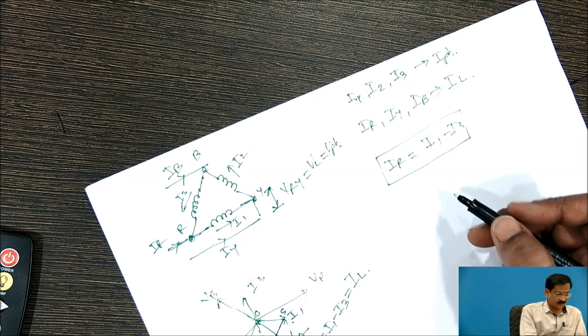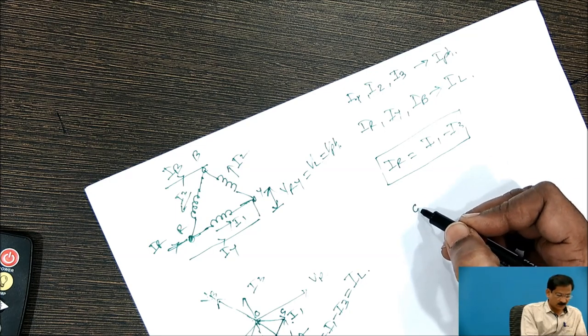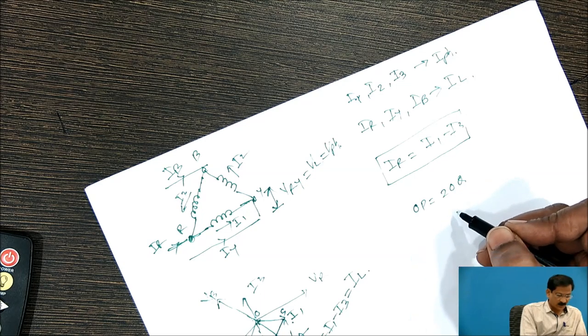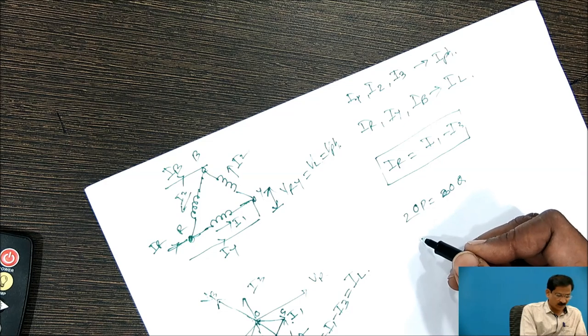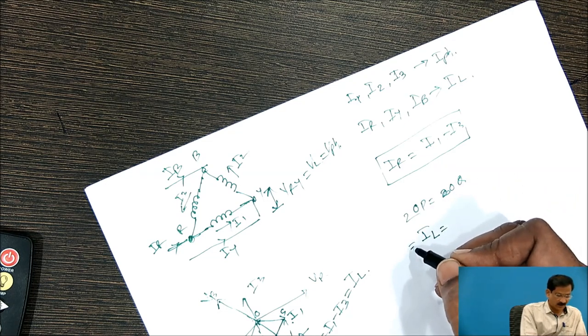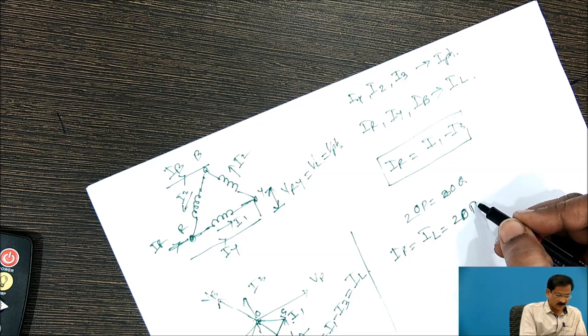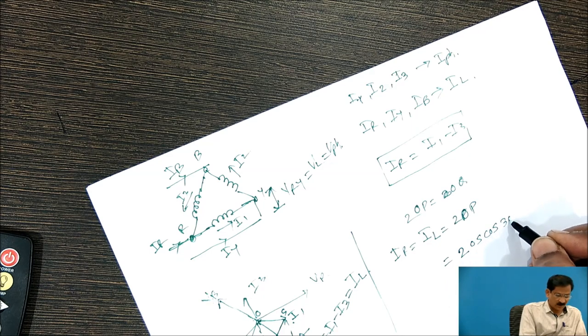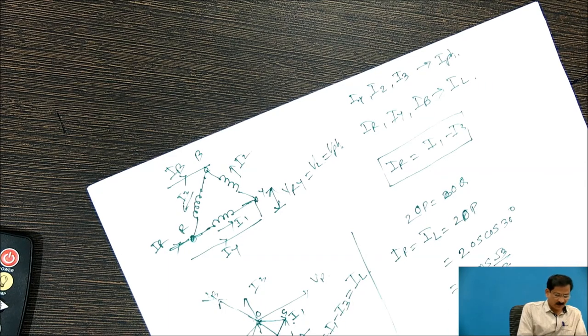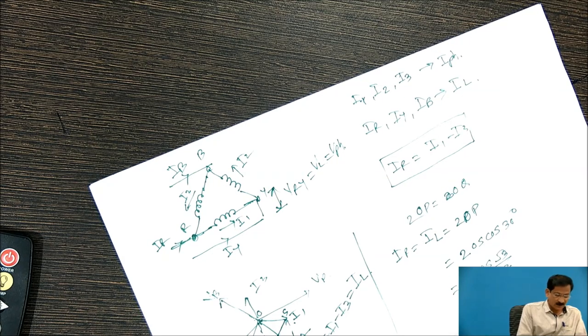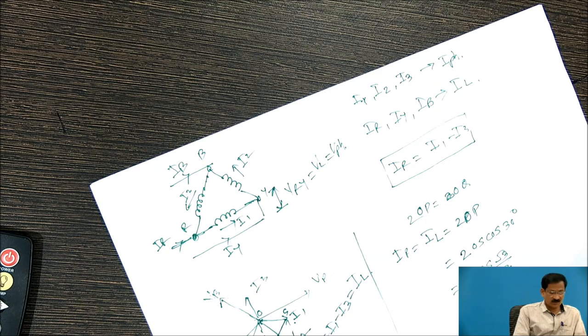According to the geometrical concept, we can say that OP is equal to 2 times OQ. What is OQ? OQ is the line current IL or IR. Next, this is equal to 2 times OS cos 30 degrees, which is equal to 2 times OS root 3 by 2. What is OS? OS is nothing but the phase current IPH. The 2 will get cancelled. So we can say that line current is equal to root 3 times phase current. So this is the expression for line current, which is equal to root 3 times the phase current.